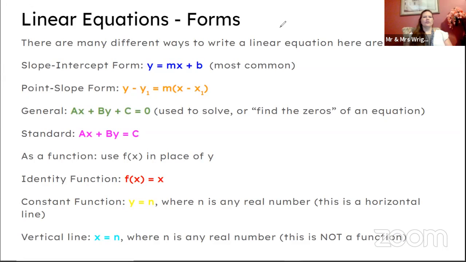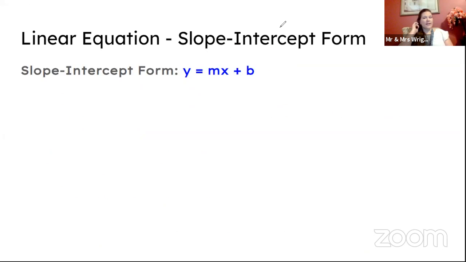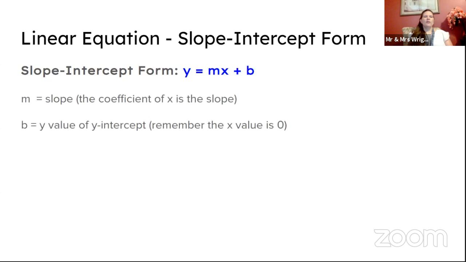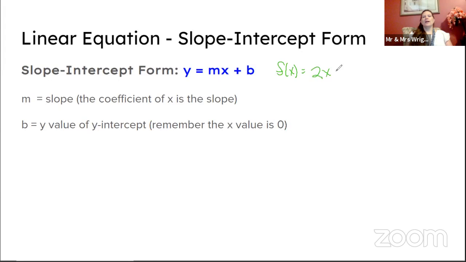Those are the different linear equations. The first one I want to look at today, which is the main one, is the slope-intercept form. This is the y equals mx plus b form. I already told you m is the slope, which means the coefficient of x. It's not going to say m when you have an equation. It's going to say something like f of x is 2x plus 3. In that case, the coefficient of the variable is m.